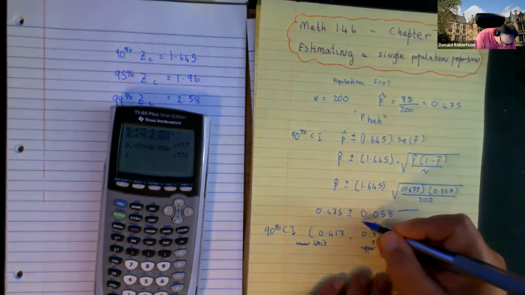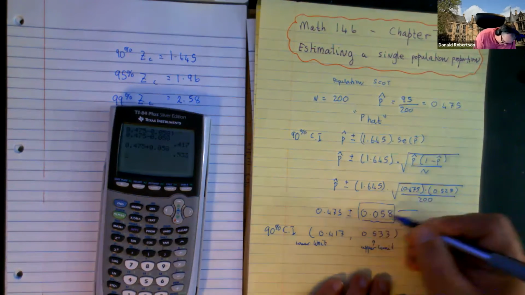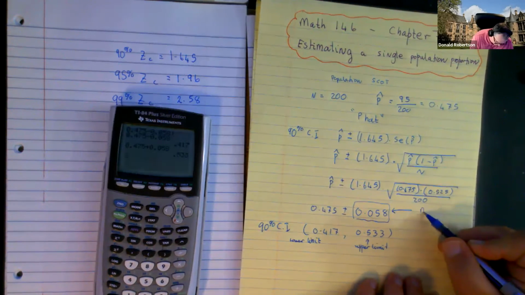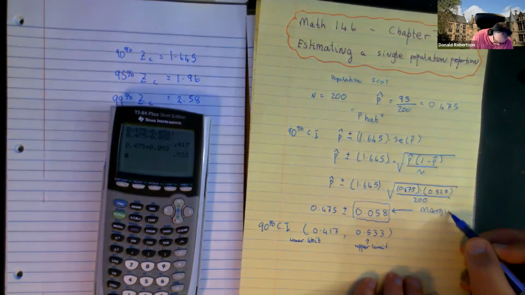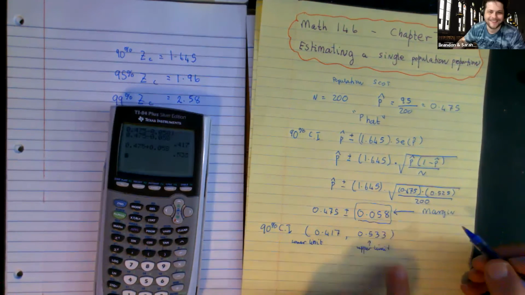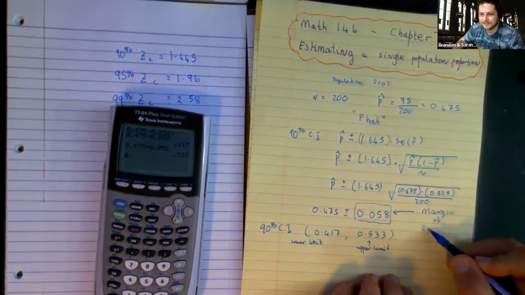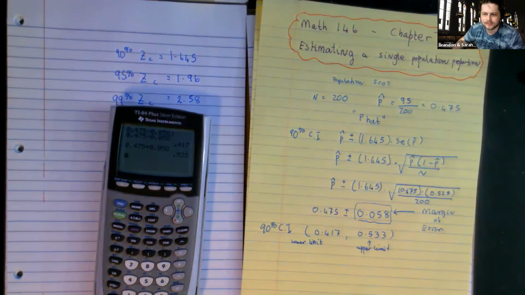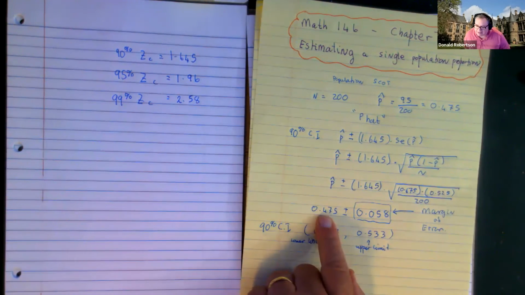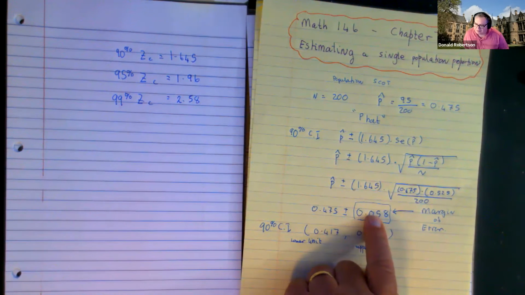Now, we have some names. Do you see this guy here, this piece here? It's 3 words. What name do we give to the 0.058? Margin? Two more words to go. Over here. Of error. Are we good? Margin of error. So that's our point estimate, and this is our margin of error, right?